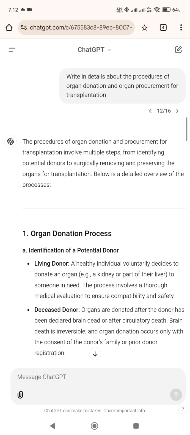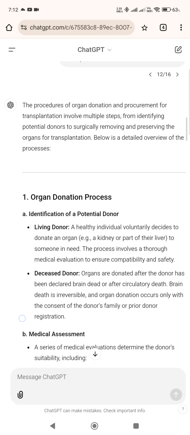The procedures of organ donation and procurement for transplantation involve multiple steps, from identifying potential donors to surgically removing and preserving the organs for transplantation. Below is a detailed overview of the processes.